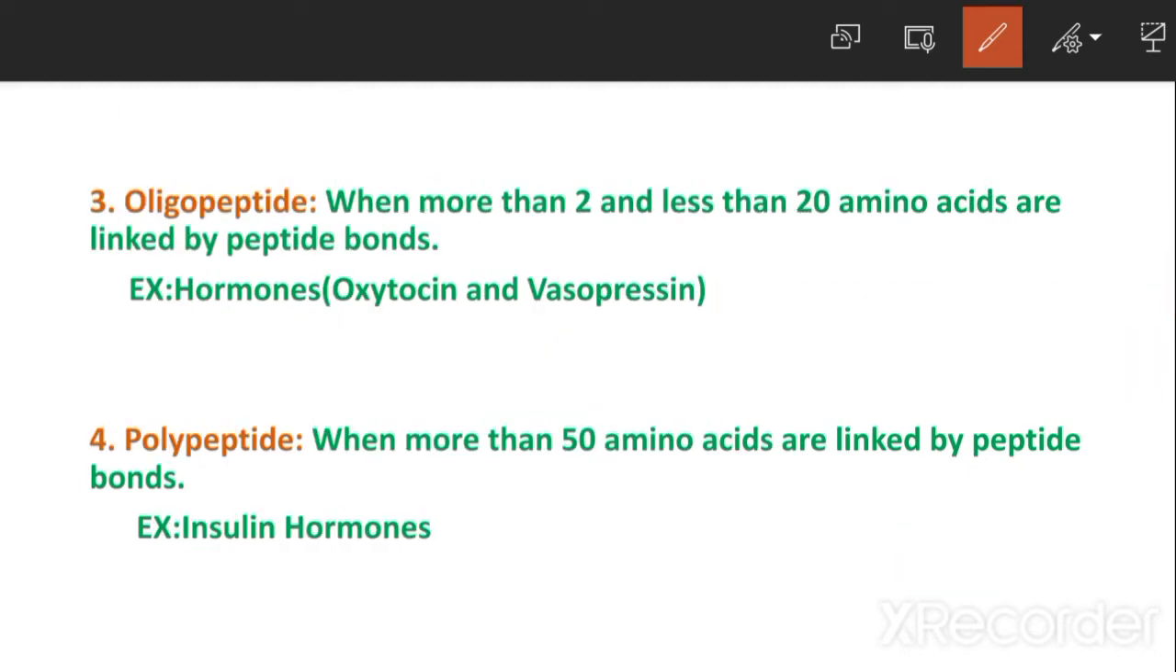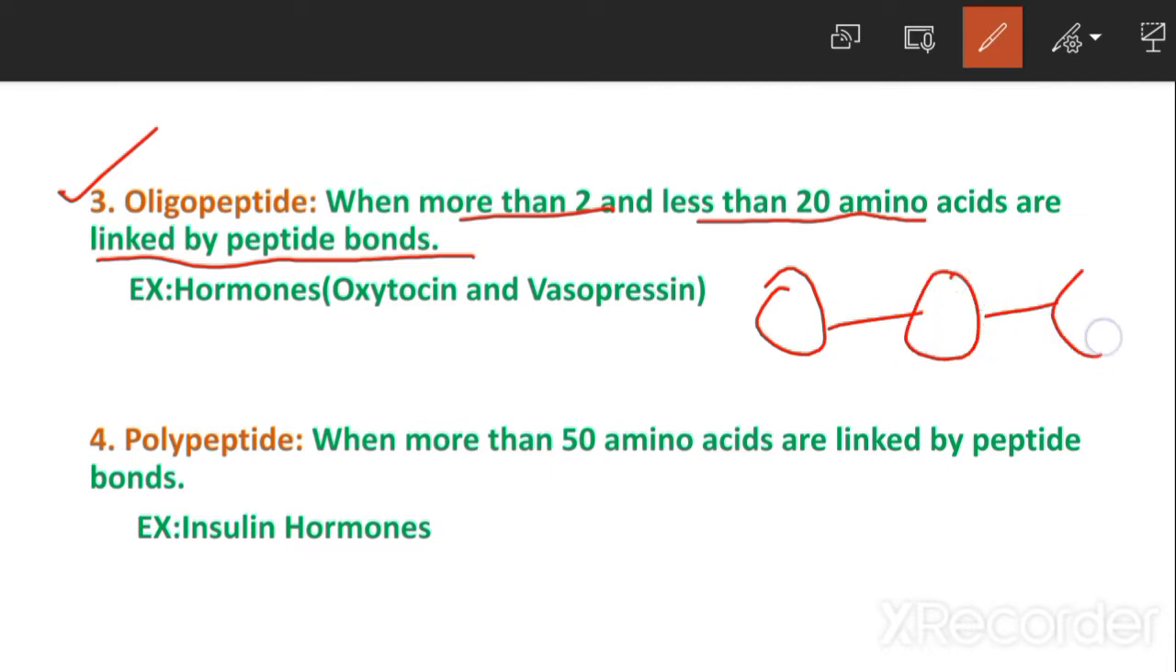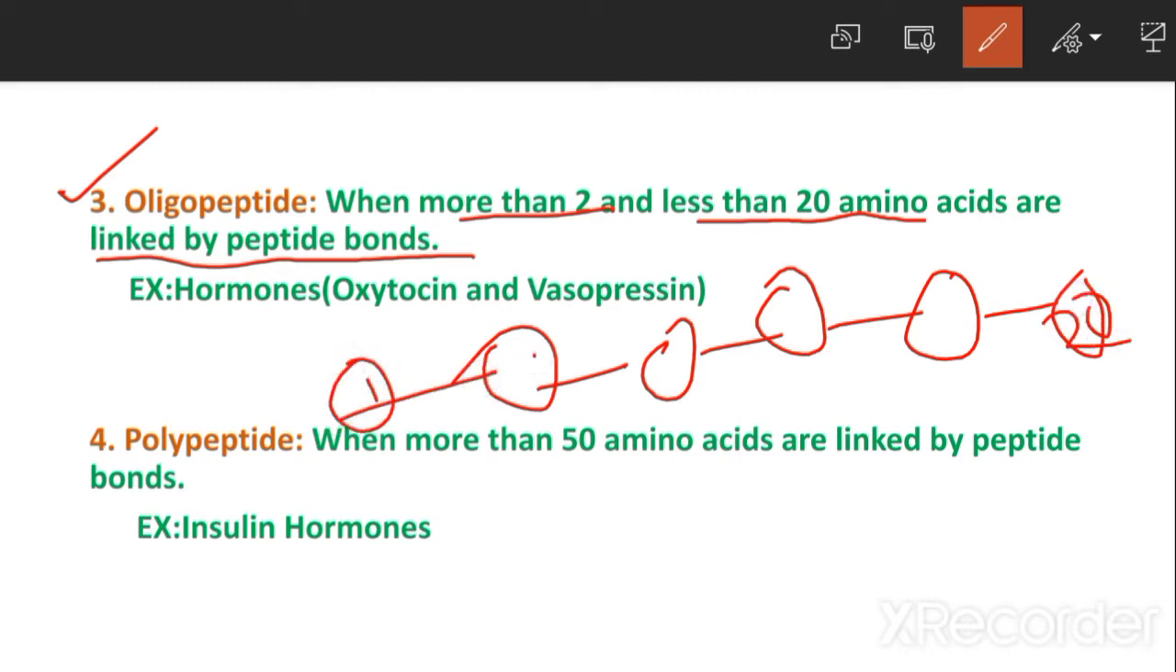When more than 2 and fewer than 20 amino acids are linked by peptide bonds, that is an oligopeptide. Here two or more, 3, 4, 5, 6, 7, 8, up to 20 amino acids can bind, and that is called an oligopeptide. Its examples are hormones, such as oxytocin and vasopressin, two hormones made of fewer than 20 amino acids.